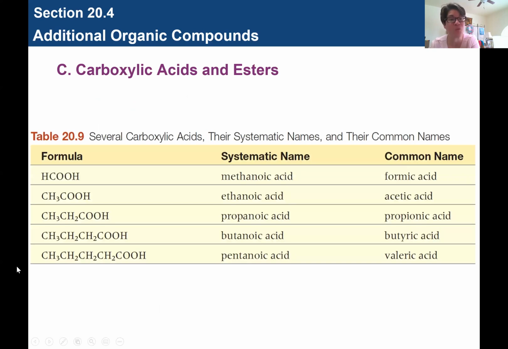Here's some other simple ones. So if you added a COOH to your methane, it would be methanoic acid. To your ethane, it would be ethanoic acid, propanoic acid, butanoic acid, pentanoic acid. And then these are common names. Acetic acid is vinegar. Formic acid is produced in ants of the genus Formica, and it's like this really smelly odor that they produce. So that's fun.